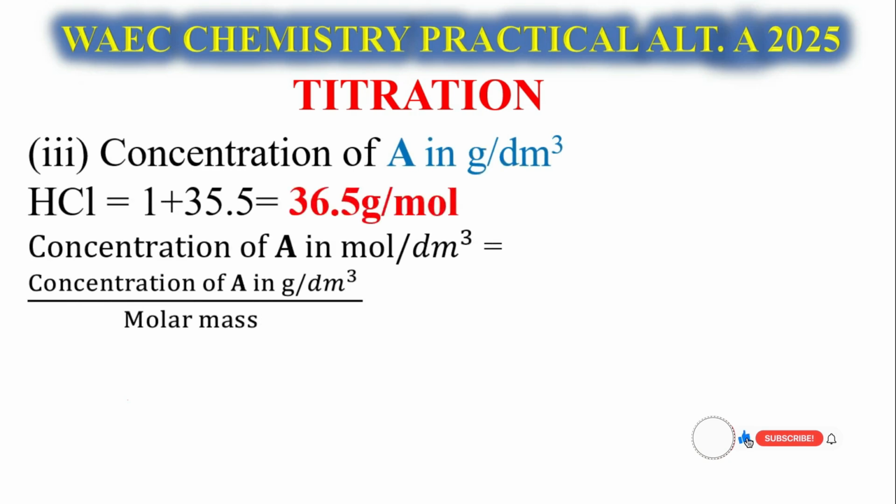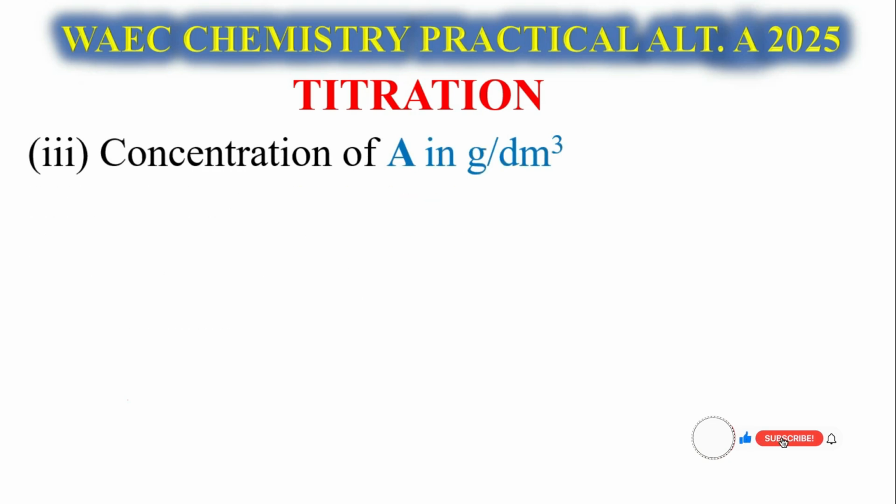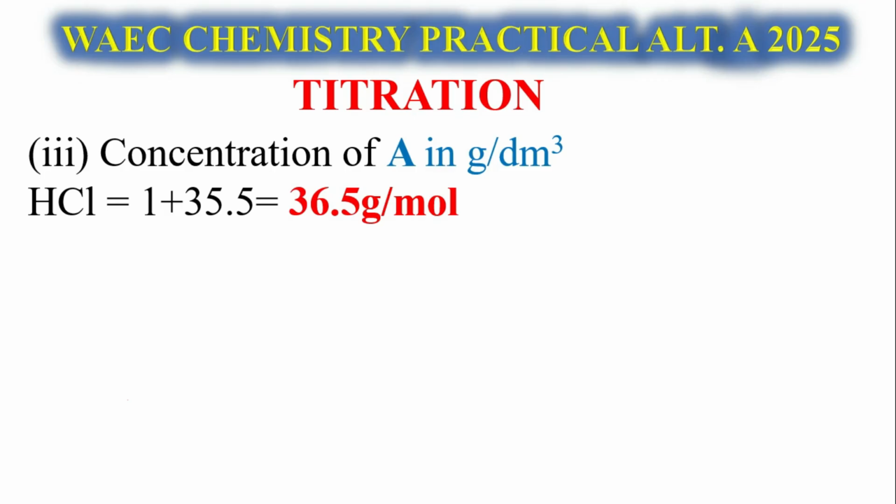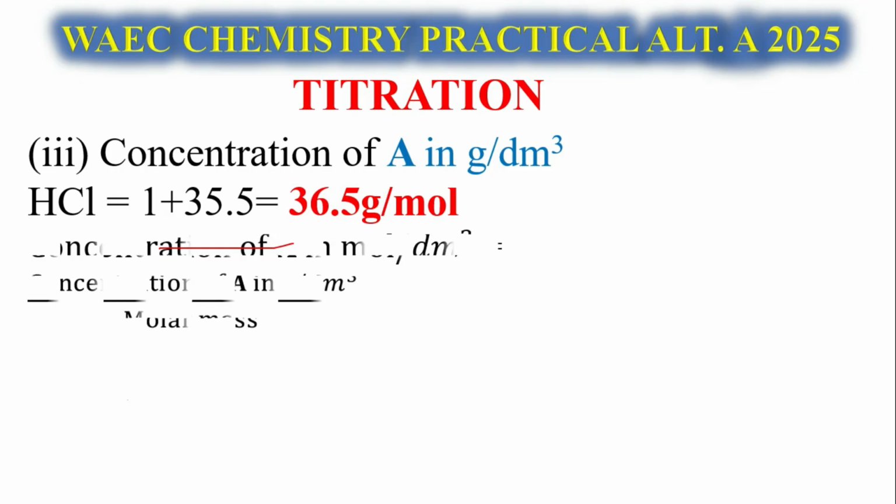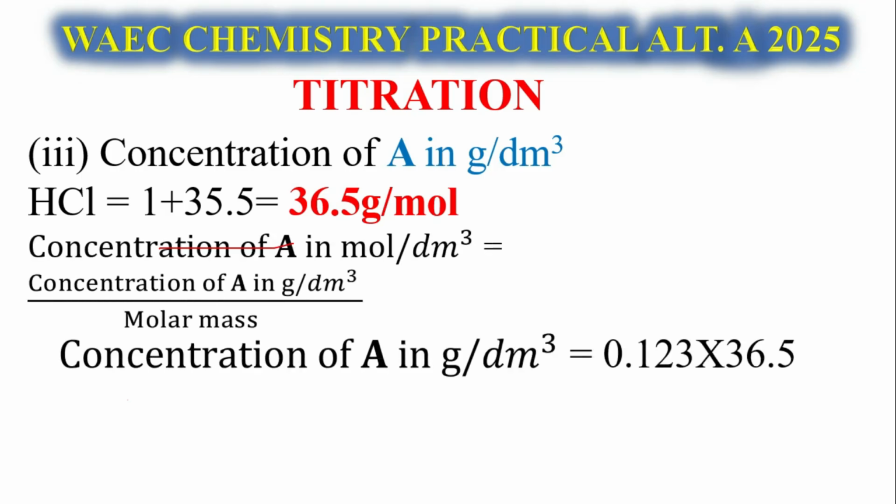Hope you are enjoying it. So let's look at the third one. Conversion of A in gram per dm³. We are going to be converting our mole per dm³ to gram per dm³, so we have to calculate our molar mass. By now you should know how to calculate the molar mass for HCl, which is 36.5 gram per mole. So let's use our formula. You have concentration in gram per dm³ equal to concentration in mole per dm³ times molar mass. Then we substitute the values respectively. Then we have our final answer to be what?